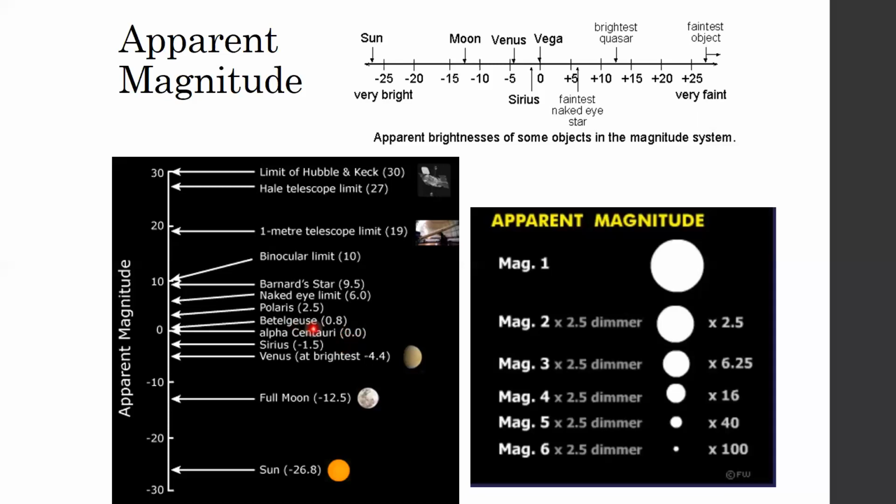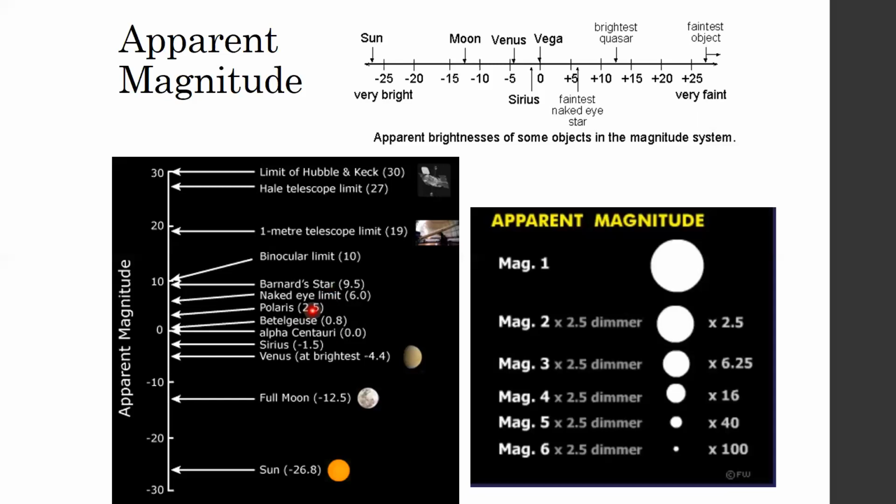Betelgeuse is a very bright star. It's in the top 10 brightest stars. It's about 0.8, so it's positive, but still a very low value. It's less than 1. Polaris, the North Star, is at about 2.5. Again, like I mentioned, the limit for what you can see with your naked eye is about 6. Barnard's star here is at 9.5, and the reason why it's mentioned is because it's a relatively close star as well, but it's a red dwarf, so it's very dim. So even though it's closer than some of these other stars, we can't see it with our own naked eyes.